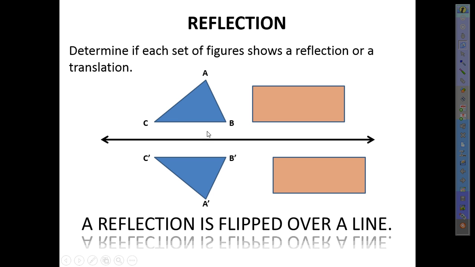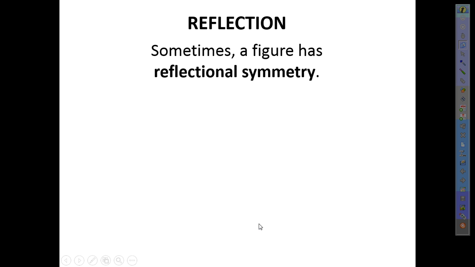If we look at this triangle, B is directly across the line from B. They line up from each other. They're looking in the mirror at each other. They just happen to be flipped over in the other direction.